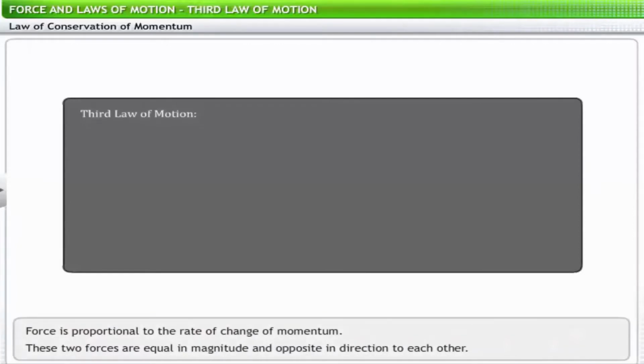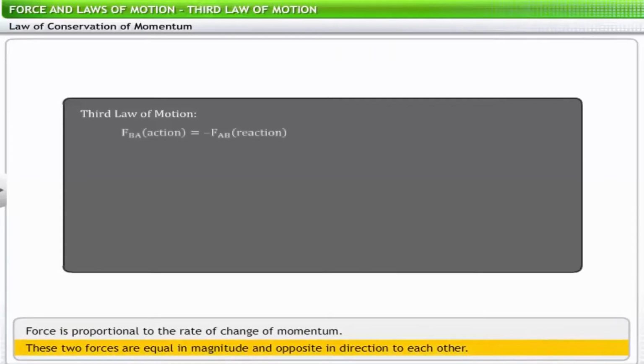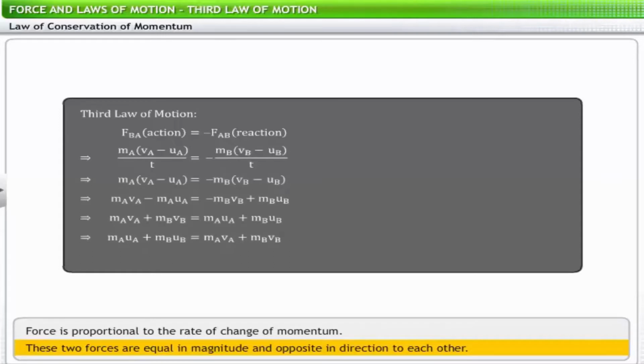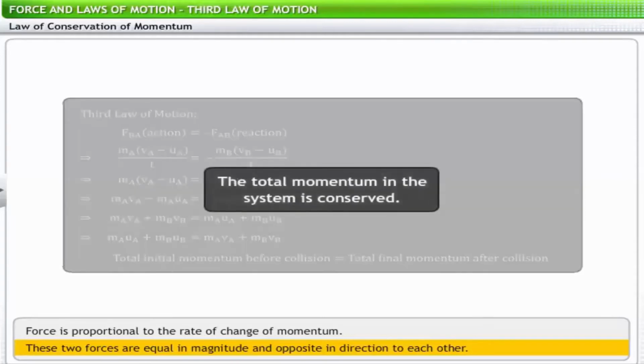According to Newton's third law of motion, these two forces are equal in magnitude and opposite in direction to each other. Here, FBA is the force of action while FAB is the reactive force or reaction. Since it is a reactive force, it is always indicated with a negative sign. By equating both these forces and simplifying the equation, the sum of the initial momentum of both the spheres before collision is equal to the sum of their final momentum after the collision. Hence, we can conclude that the total momentum in the system is conserved.